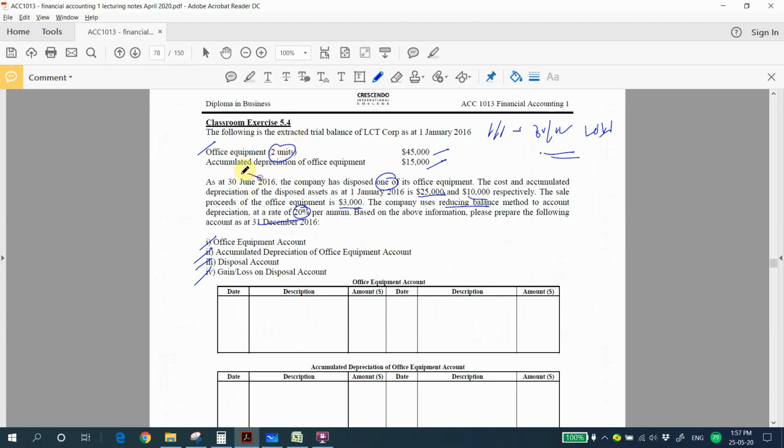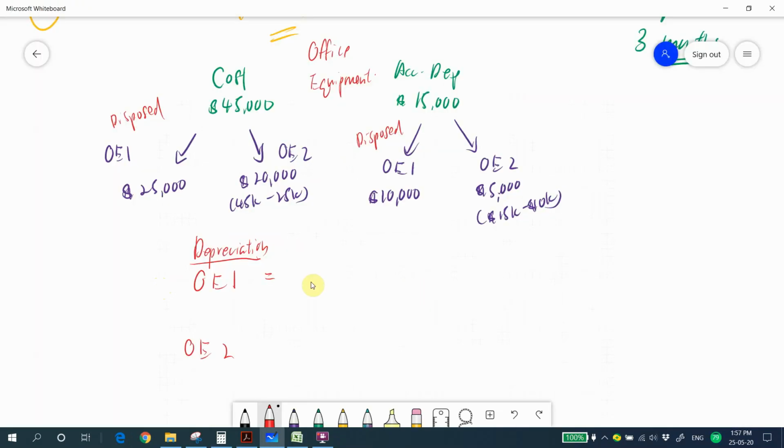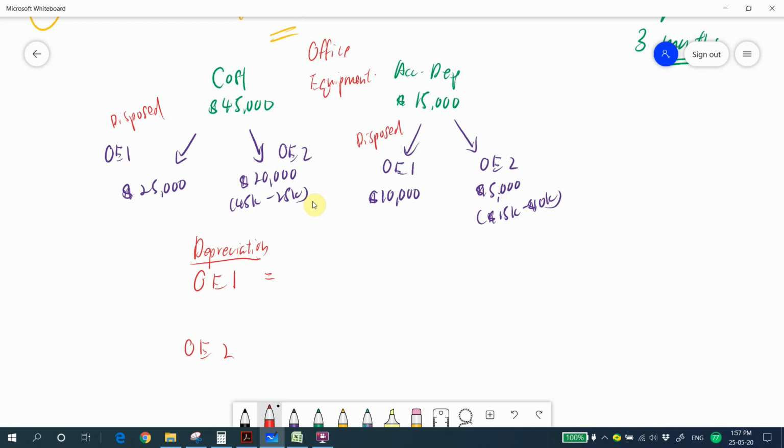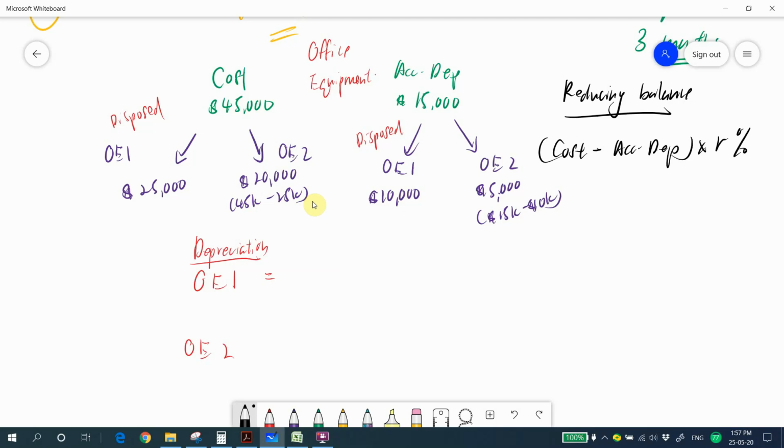Office equipment is used up to 30th June, right? This company is using the reducing balance method at a rate of 20%. For office equipment 1, let us do some revision on the formula. The formula of the reducing balance method: we use cost minus accumulated depreciation and multiply with the depreciation rate.